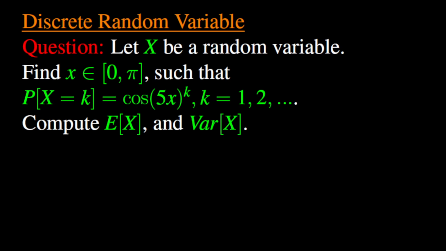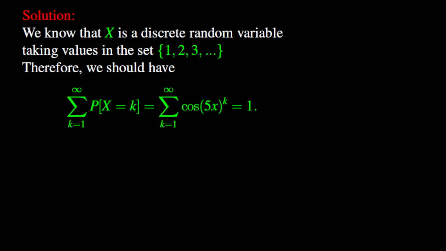Let X be a discrete random variable taking values in the set of positive natural numbers. We are asked to find the value of little x such that the probability of X equal to k is cosine of 5x to the power k. Then compute the expectation as well as the variance of X.